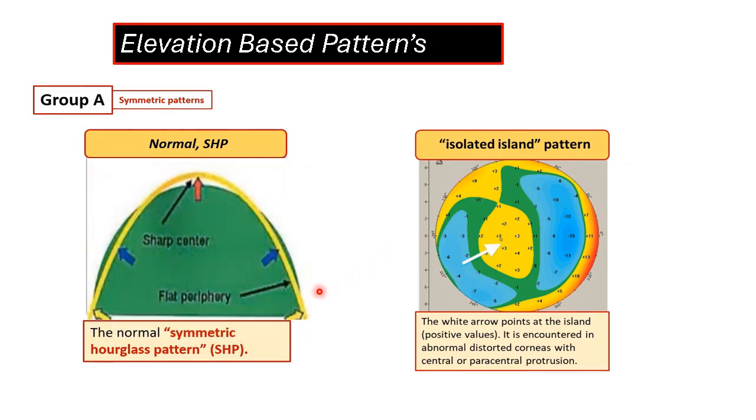To understand this exactly, if you look to the reference surface, the best fit sphere, that part of the cornea which is normally above the reference surface will appear in the yellow color, and that part which is touching the reference surface will form a ring of green zone around the central island, and those parts which are below the reference surface will be in the blue color.